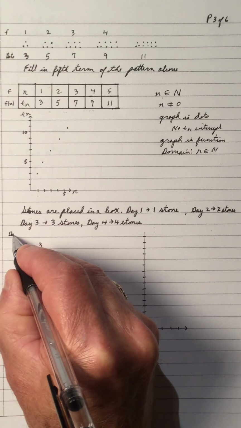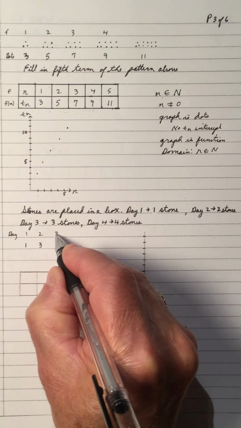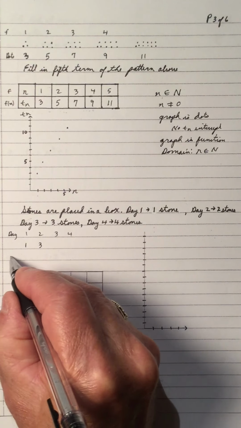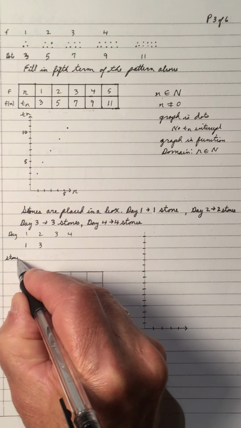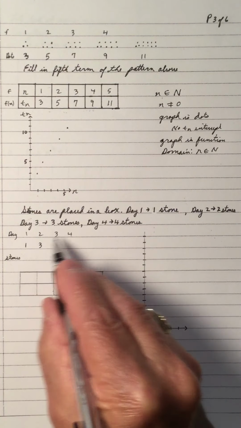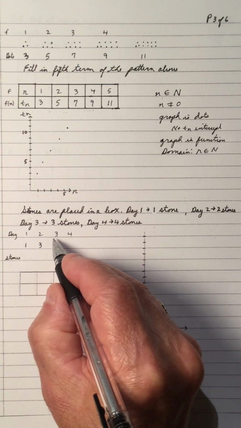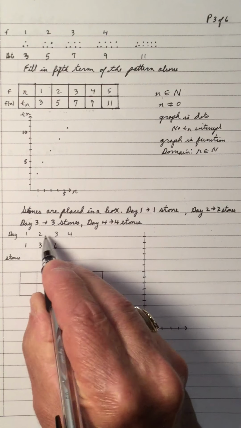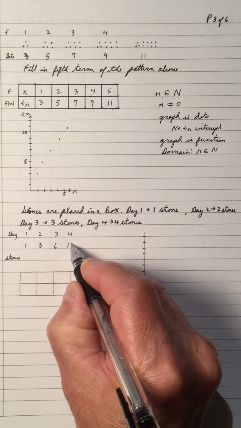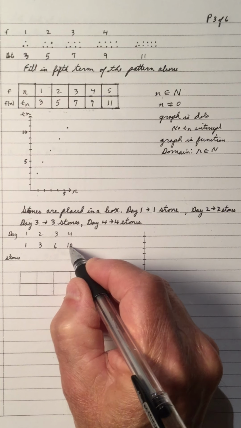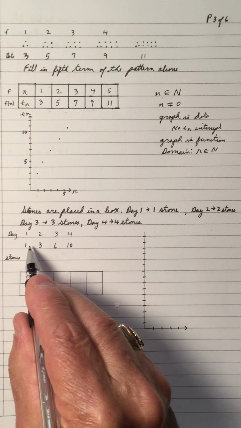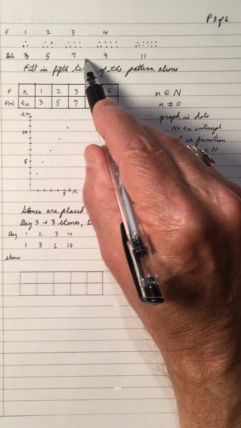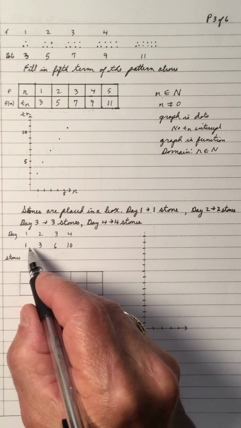So if this is your day, which is 1, 2, 3, 4, etc., and we have S as stones, this is the number of stones. On day 3, we put 3 stones in. So we had 3, we put 3 more in, so that's 6. Now on day 4, we put 4 in, so that makes it 10. So on day 4, there are 10 stones. Notice now, up here we're adding 2 on to each one. But down here, we're not adding 2 on.